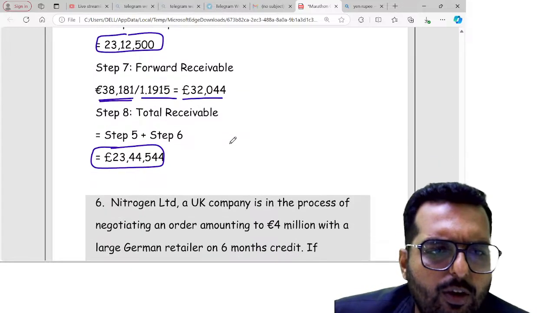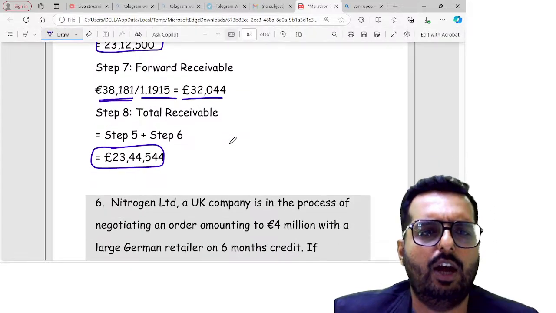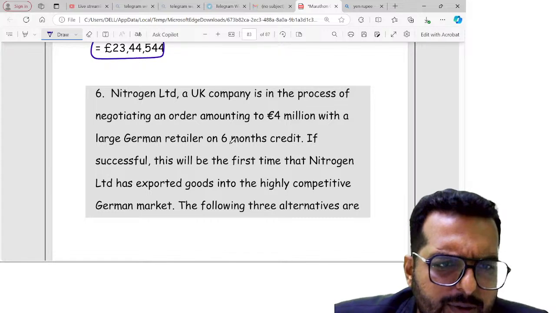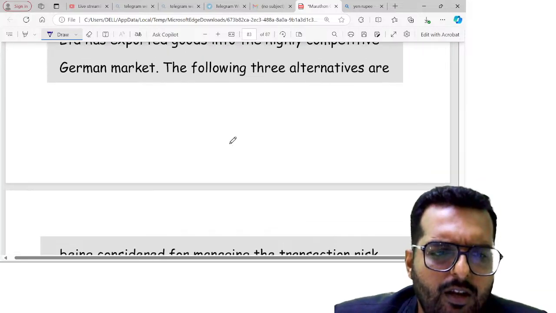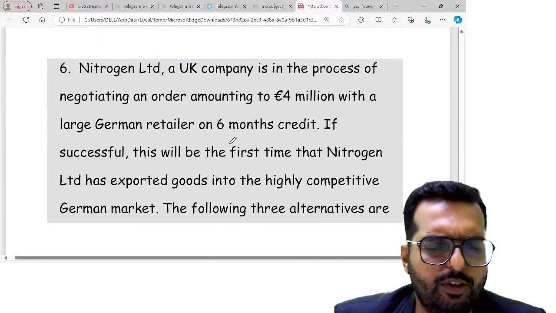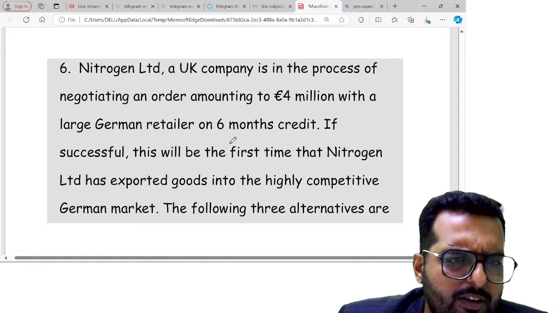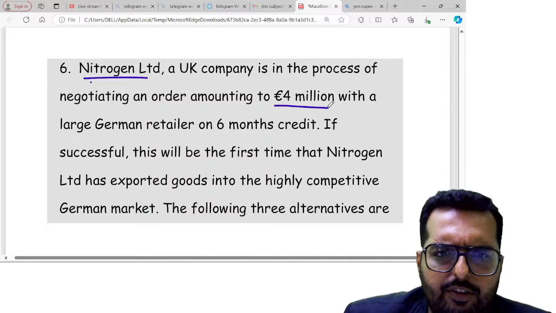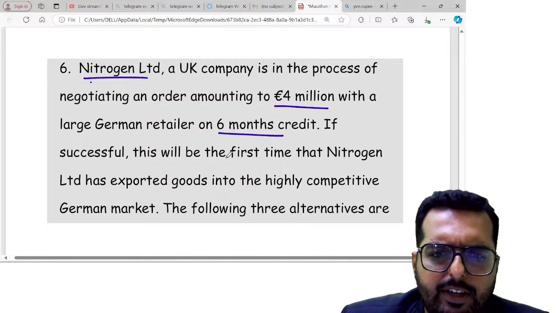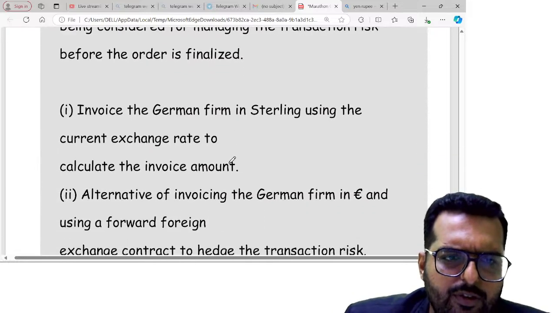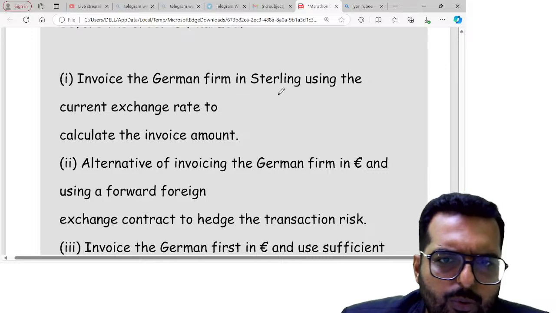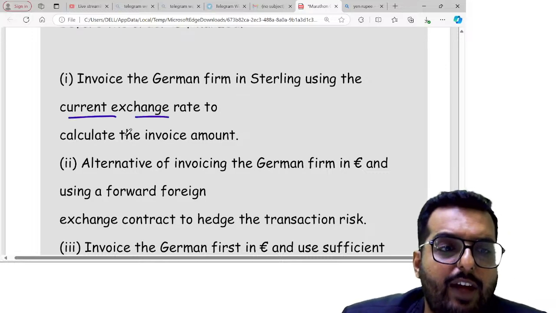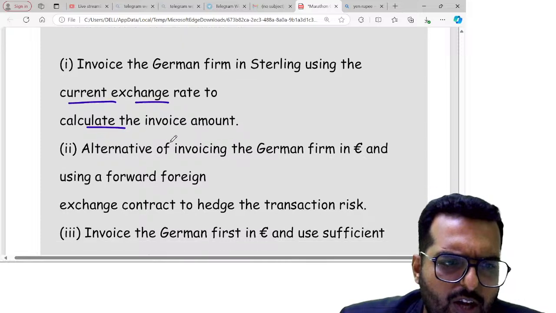Yes, friends, so we are done with this question. Now, friends, shall we go to the final question? Fantastic. Just read through this question, friends. It's exactly the same as the earlier one. The name has changed, receivable has changed, but same 6 months credit period. Three alternatives. First, you have to do it using the current exchange rate. Instead of average, they have given the current exchange rate.